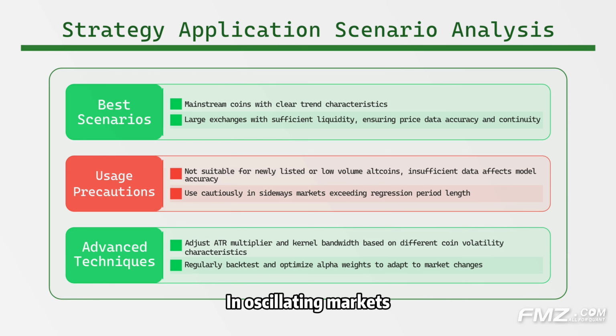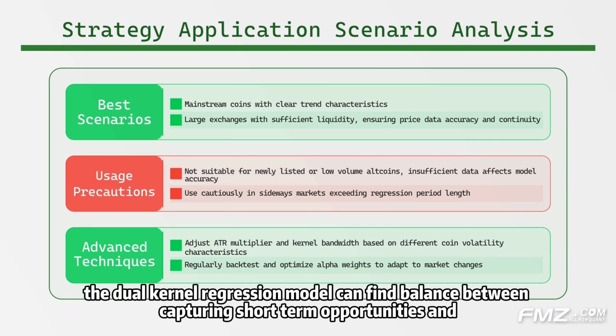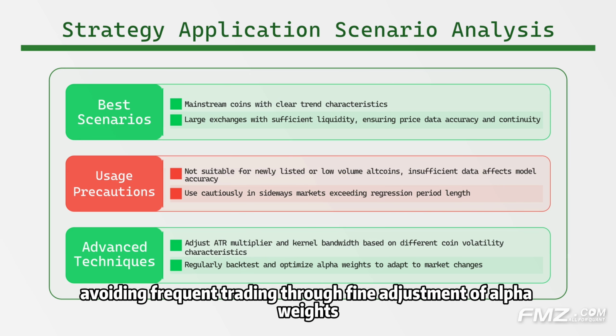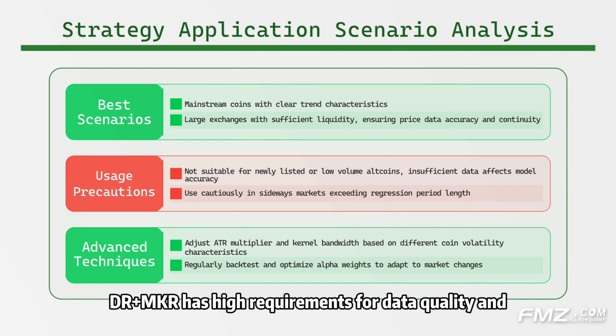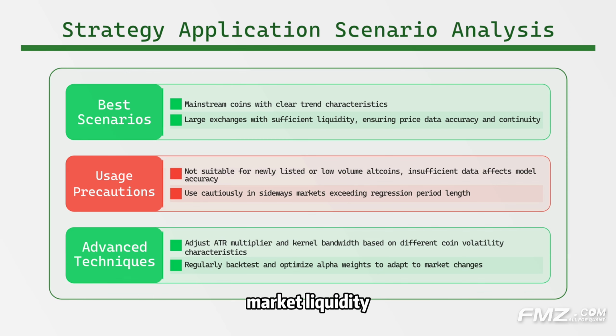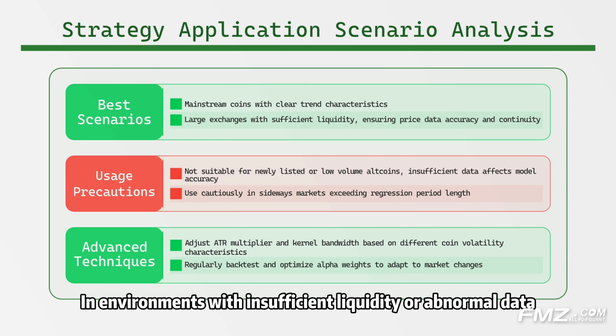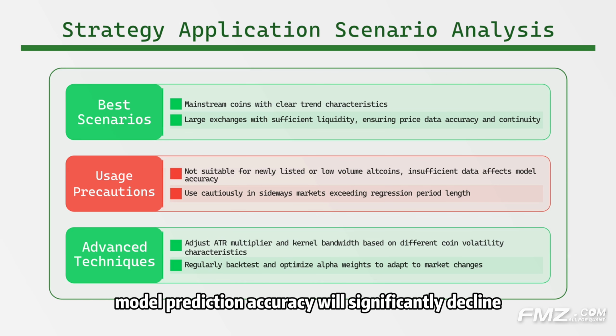In oscillating markets, the dual kernel regression model can find balance between capturing short-term opportunities and avoiding frequent trading through fine adjustment of alpha weights. It is important to note that as a machine learning-driven strategy, Dr. Janker has high requirements for data quality and market liquidity. In environments with insufficient liquidity or abnormal data, model prediction accuracy will significantly decline.